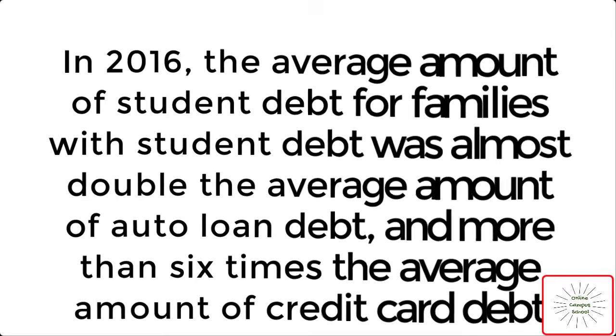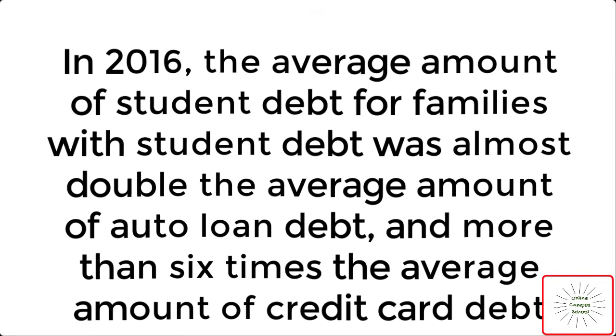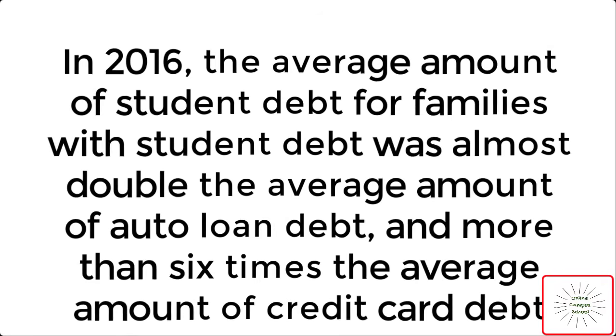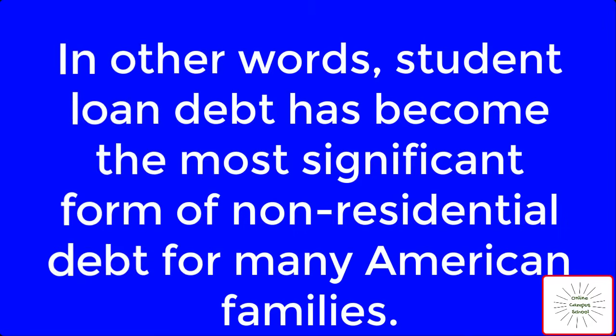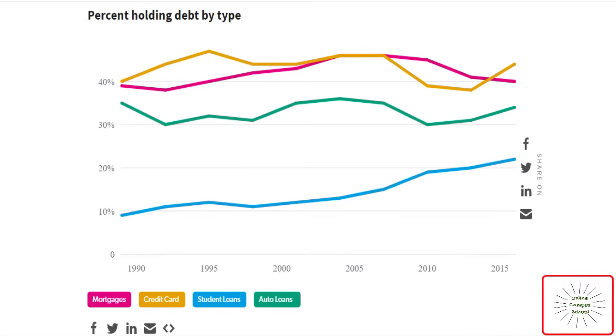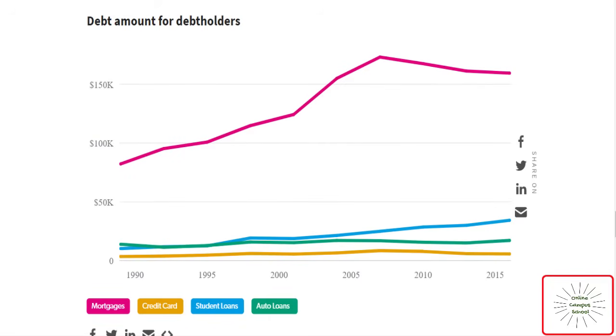In 2016, the average amount of student debt for families with student debt was almost double the average amount of auto loan debt and more than 6 times the average amount of credit card debt. In other words, student loan debt has become the most significant form of non-residential debt for many American families. Now here you can see the percent holding debt by type and debt amount for debt holders. So you can clearly see the difference between these two graphs.